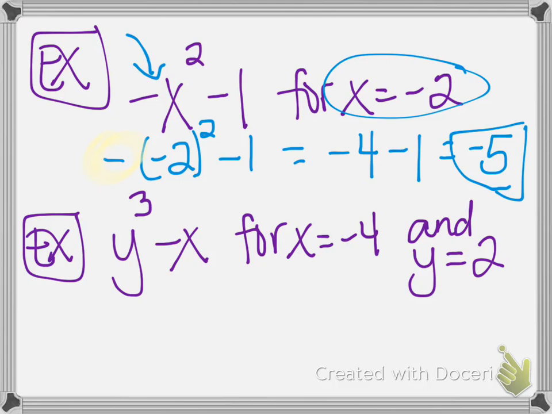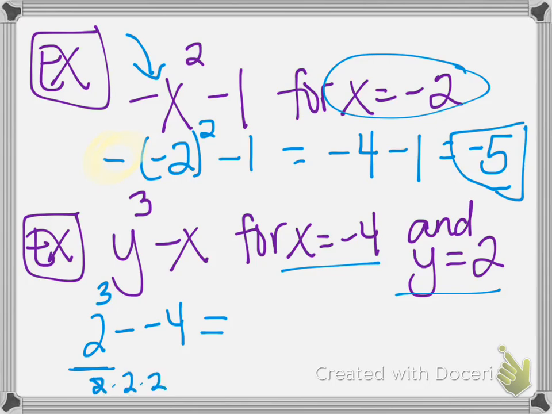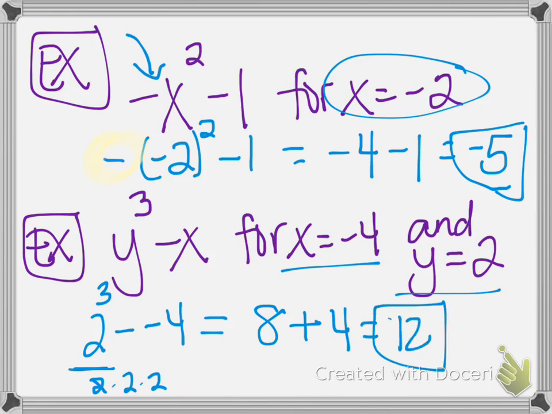Finally, we have y cubed minus x for x equals negative 4 and y equals 2. So I'm going to put a 2 in place of the y, and that's going to be 2 cubed. And then I'm going to have minus, and it's important that the minus negative 4, you remember to keep both of those minuses there. The reason, 2 cubed means 2 times 2 times 2, which is 8. And then I have minus a negative. Remember, subtracting a negative 4 is really like adding 4. And our answer here is 12.